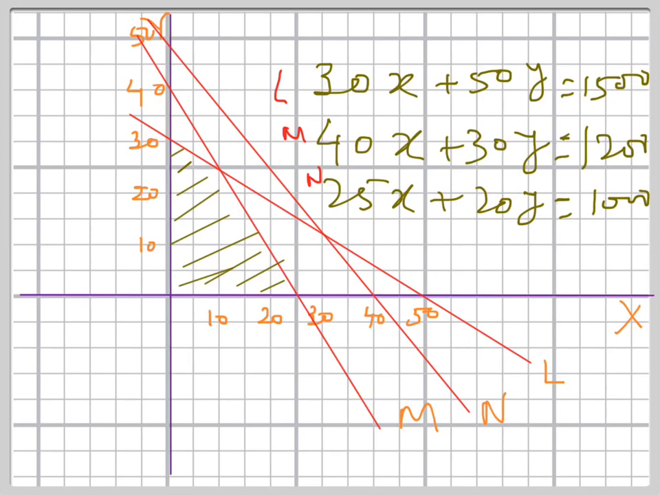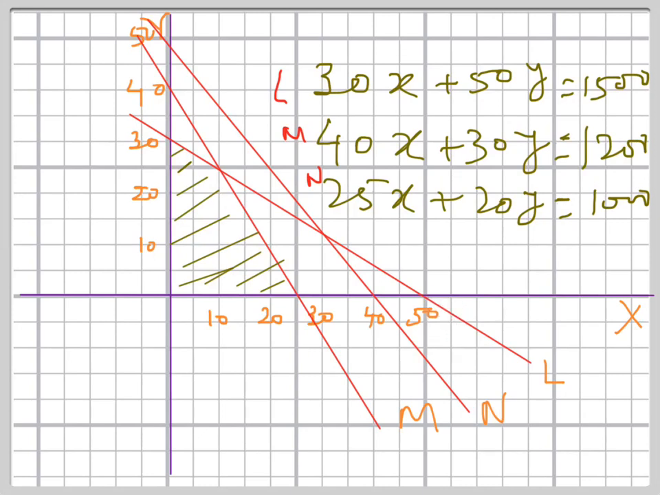So one simple way is that you can substitute the value of x as 0, and then you can see that 50y will become 1500, so y is equal to 30. So x equal to 0, y equal to 30 will be a point. So x equal to 0 and y equal to 30 is this particular point. Similarly, if you substitute y equal to 0, then x becomes 50. So x 50 and y 0, that is the other point.